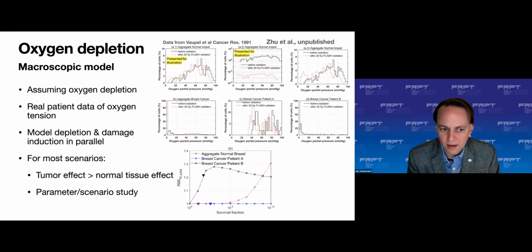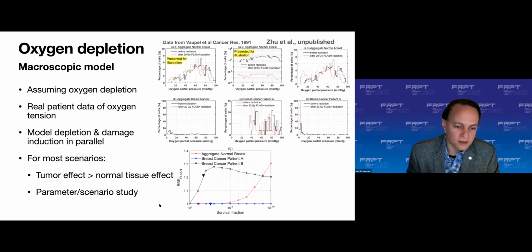However, if you look at the different oxygen distributions, you will see that for most cases, you will get a much more significant effect for the breast cancer patient than you would get for the normal tissue. Mostly because for most breast cancer patients, they have an average much lower oxygen tension in the tumor than they have in the normal breast. And you can see here for these triangles, they are 10 gray. So at 10 gray, you have much higher flash RBE, as she calls it, than you have for normal tissue.